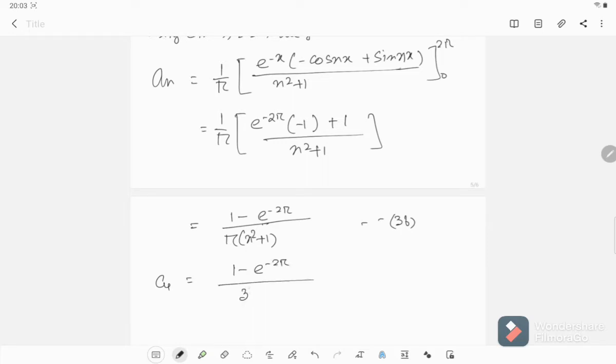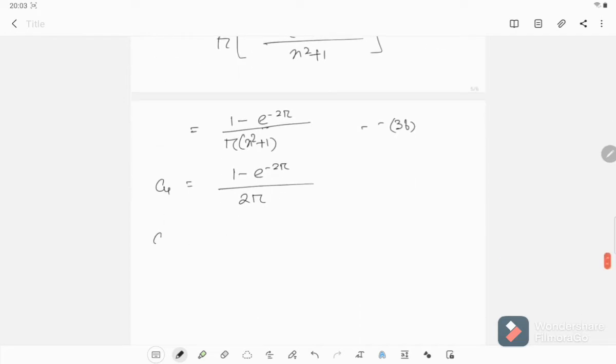by 2 pi. We can similarly find a2, that would be 1 minus e to the power minus 2 pi over 5 pi, and a3 also can be found, that is 1 minus e to the power minus 2 pi over 10 pi, and so on.